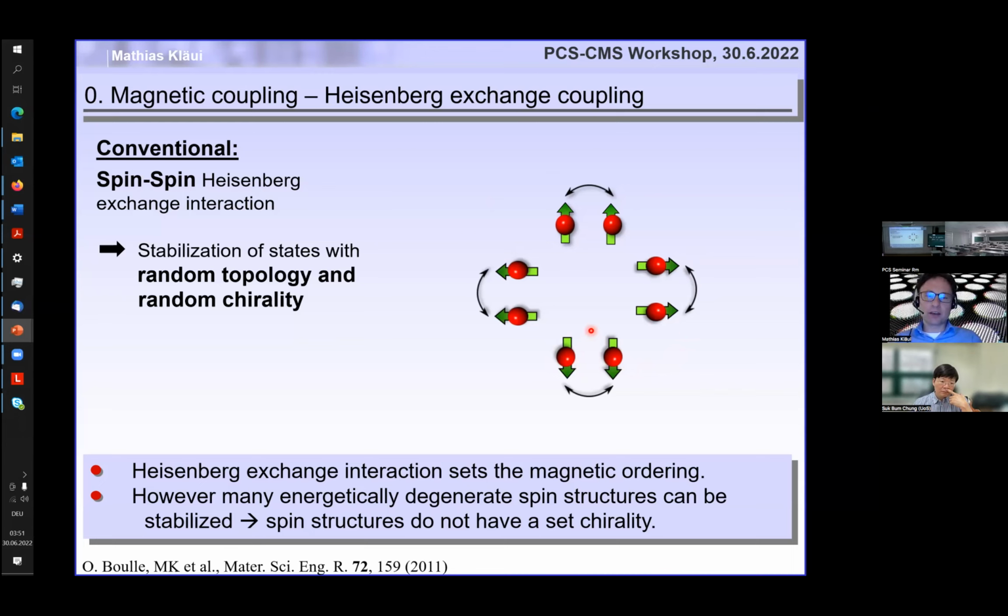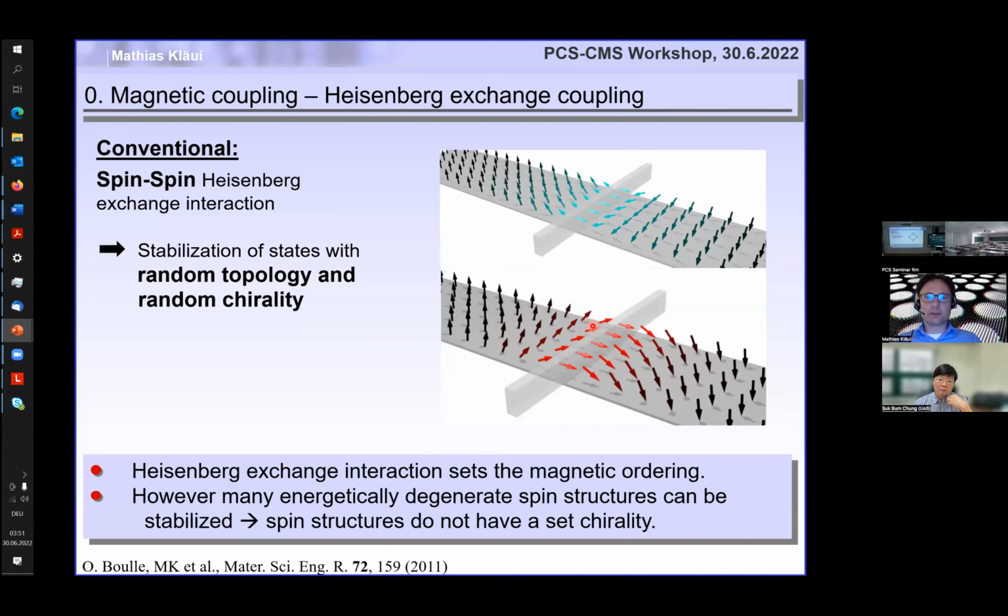So we would like to have, in addition, some exchange interaction which stabilizes certain states with fixed chirality or fixed topology. And you can see, for instance, here two examples of domain walls which have different chirality. This domain wall here, when you go from left to right, you can see that the spins are rotating clockwise. And here, if you go from left to right, the spins are rotating counterclockwise. Now, we would like to have some interaction which stabilizes only this domain wall, but not this one.